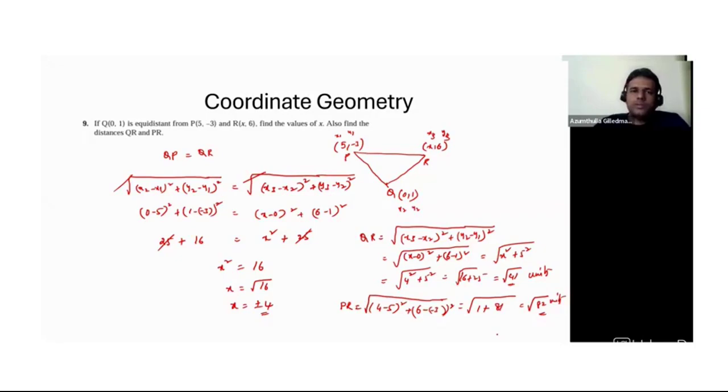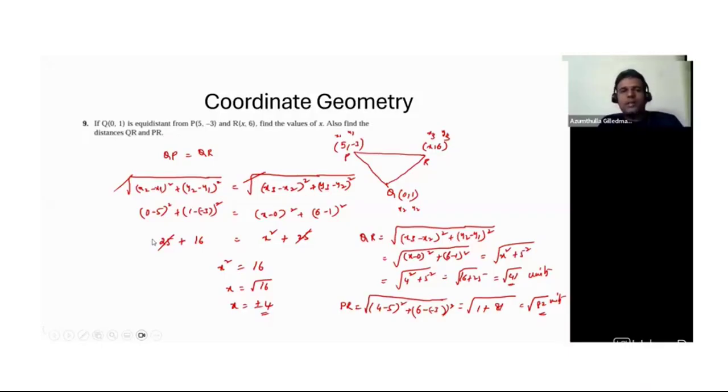Understood? So these types of problems can be asked. Or sometimes they give 3 points and ask whether these are the vertices of an equilateral triangle. What does equilateral triangle mean? All the sides are equal. So just label those points A, B, C, then find the distance between each pair: AB, BC, and AC. If all the distances come out equal, then you can say yes, these points can form an equilateral triangle. If you get unequal distances, then you can say no, this is not an equilateral triangle.